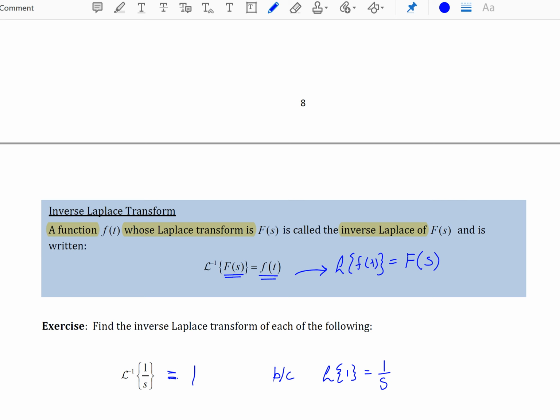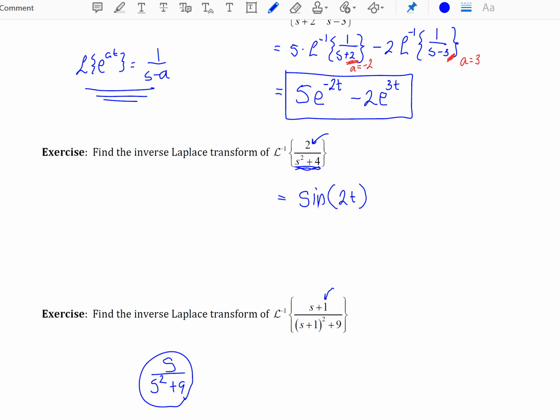So what I want you to get to with this example is that this has to equal e to the negative t, that's your exponential shift, and then this part here is your cosine of 3t. This is your function in your t domain.